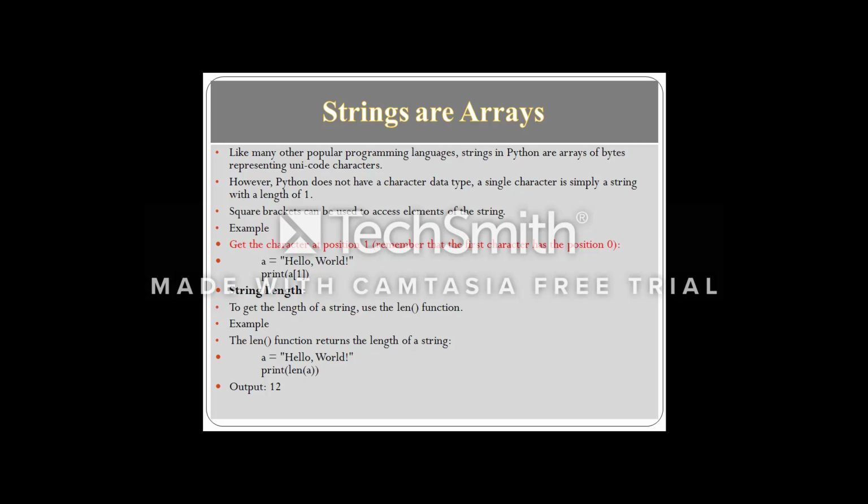To access the first character, we have to use A of 0. That means 0 will provide us the character which is stored at index value 0. If you write A of 1, in that case we get the character which is stored at index value 1.